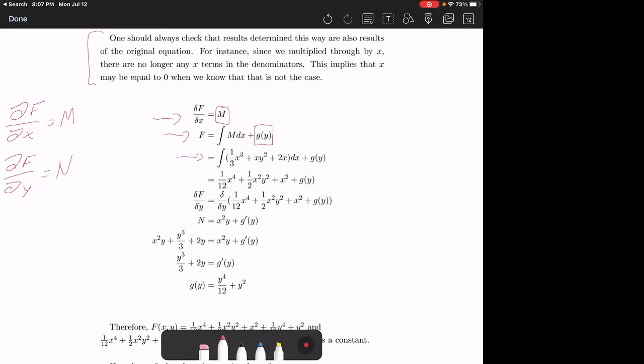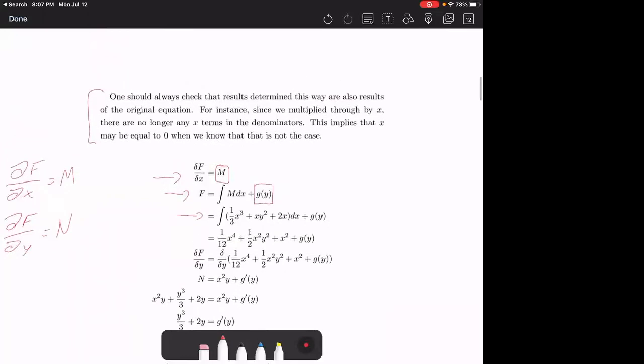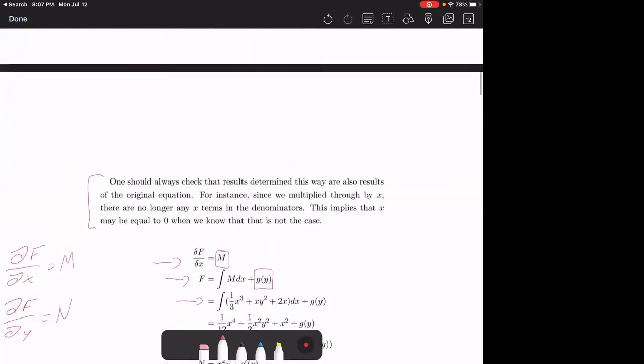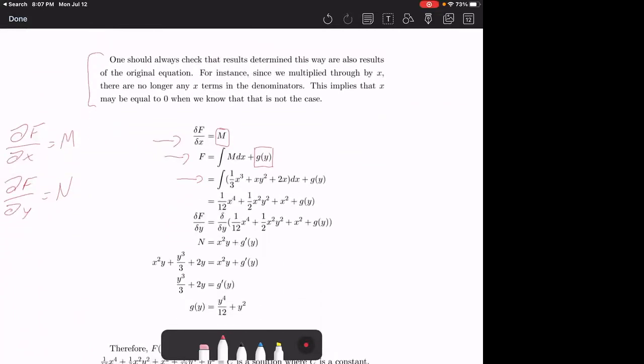Now we substitute in our m value, which we know. We'll just scroll back up to show that. M is this right here, 1 over 3x cubed plus xy squared plus 2x. And now we're going to integrate that with respect to x. So power rule says raise this power by 1 and then divide by the new power. So we get 1 over 12x to the 4. We do the same with all of the x terms. And g of y is our c value, our constant.